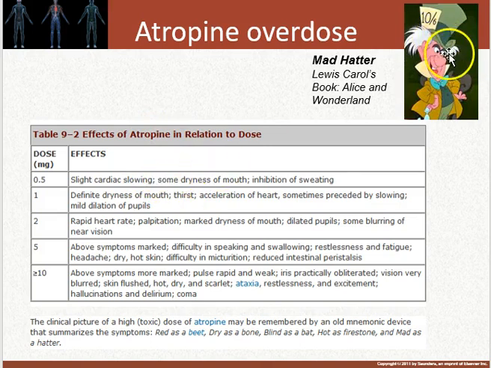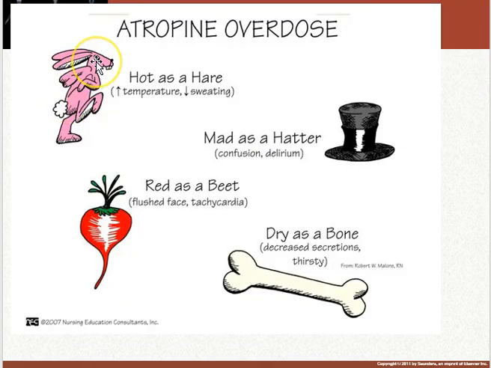Do you guys remember the Mad Hatter from Lewis Carroll's book, Alice in Wonderland? He was actually mad because back in the day, hatters and haberdashers used to use mercury to get the folds in these fedoras, and at some point they ended up delirious. And so the delirium can be seen in high doses of atropine. I didn't come up with this, but people over time have come up with this mnemonic, this memory device.